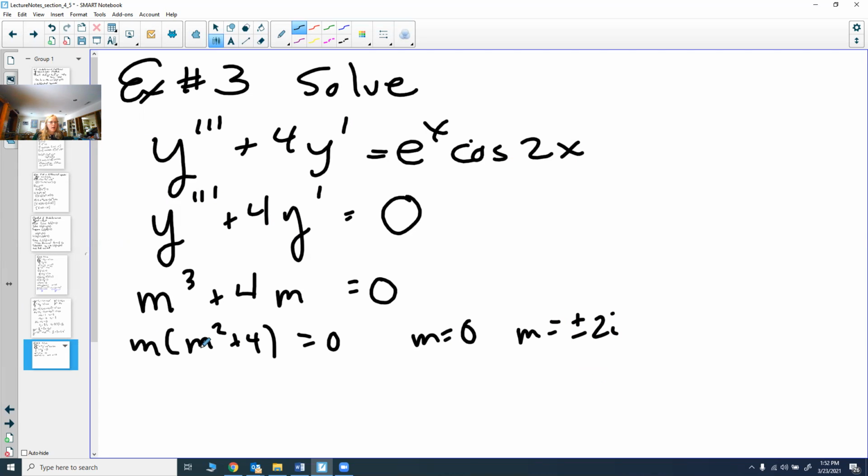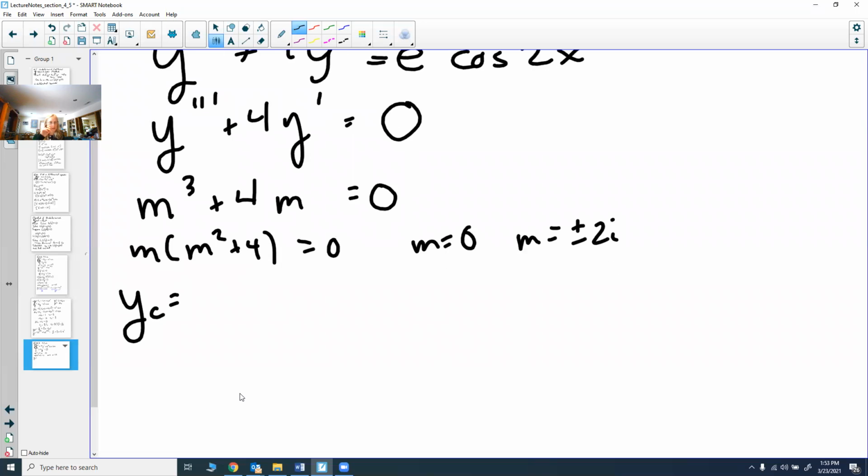All right. So now when we go to do our y sub c, this is the complementary solution. It's the solution to the associated homogeneous equation. It would be C1 e to the 0, which of course is just C1. Plus or minus 2i gives me cosine and sine. So I know I'm going to have a C2 cosine of 2x plus C3 sine of 2x. There's no real part, so that's why there's no e. It's just an imaginary part.